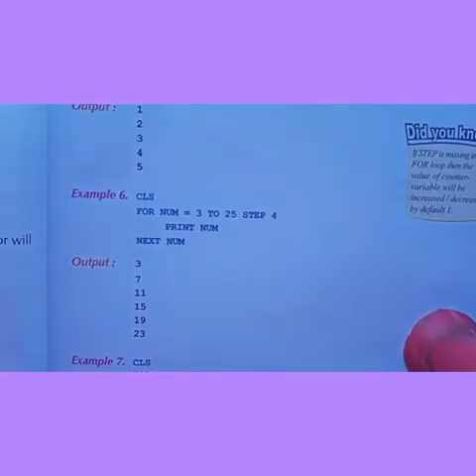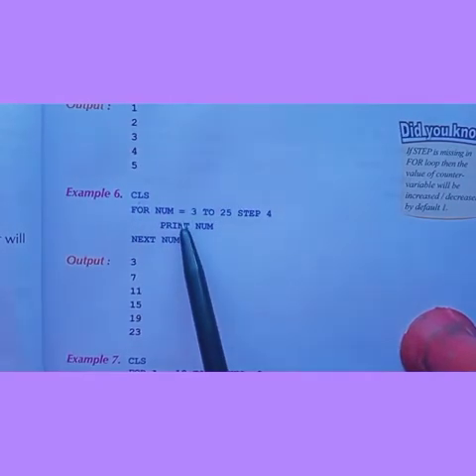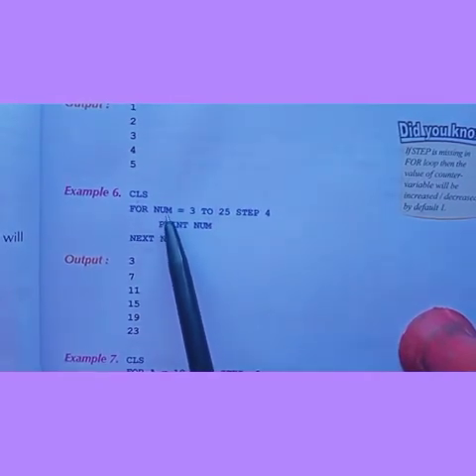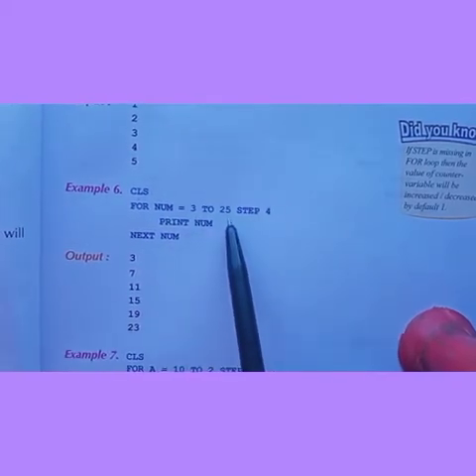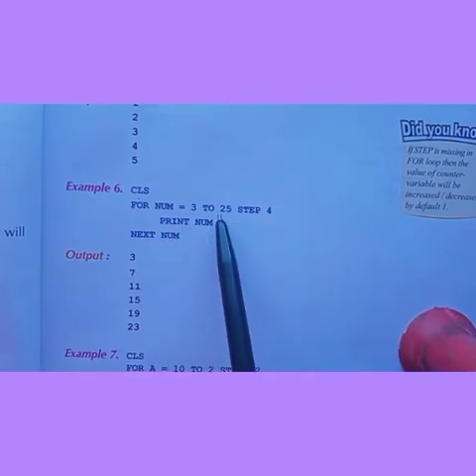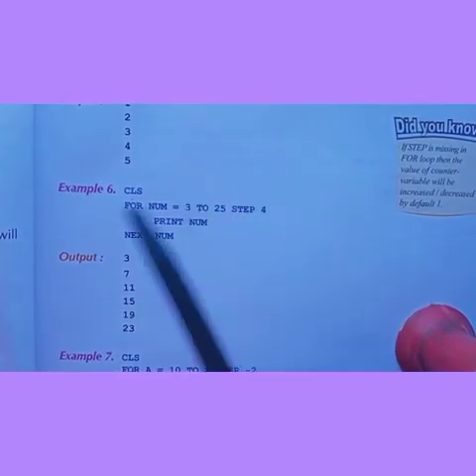Similarly, you can see example number 6. In example number 6 also, you can see the first statement is CLS. That will clear the screen. For num 3 to 25, num is a variable that is going to count, and the initial value is 3 and the final value is 25. But here one statement, step 4, is written.